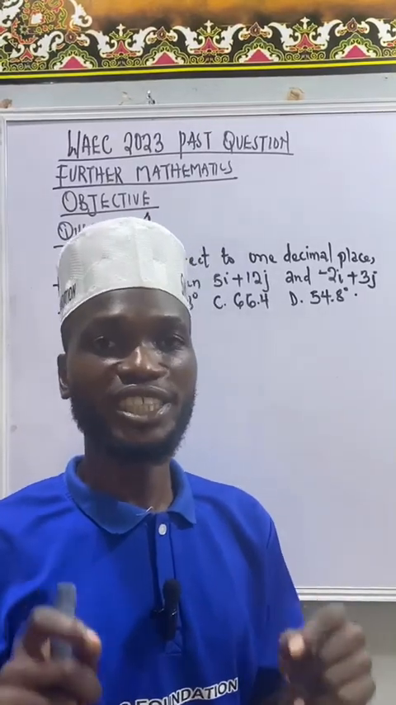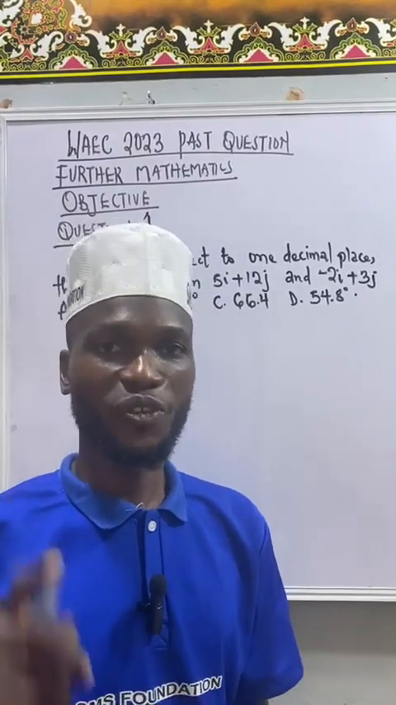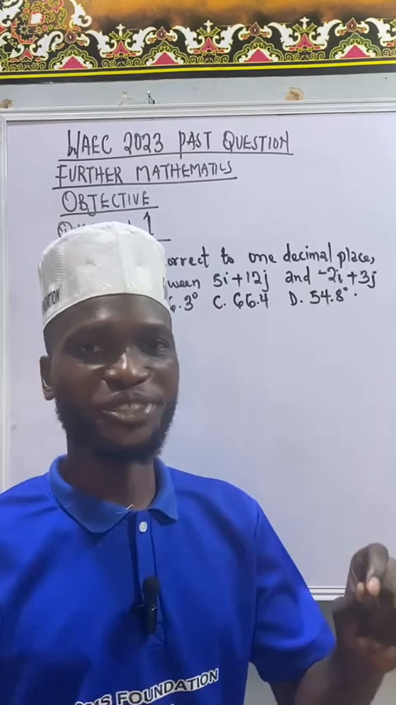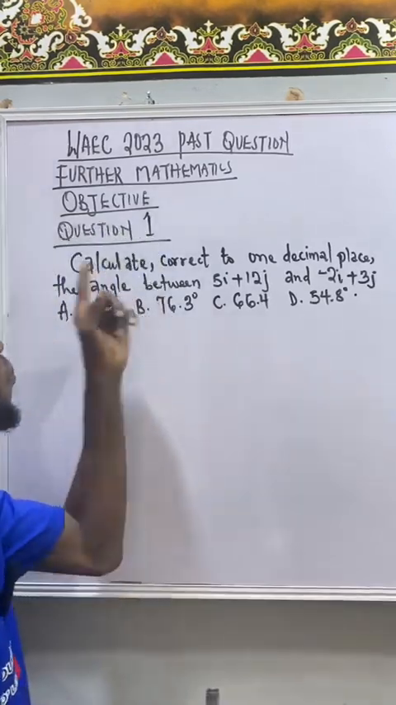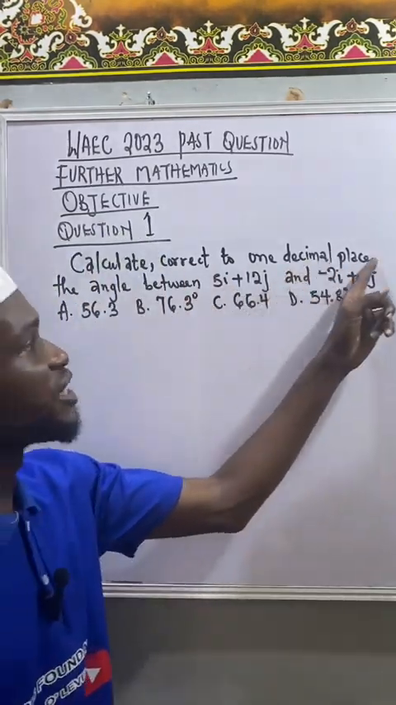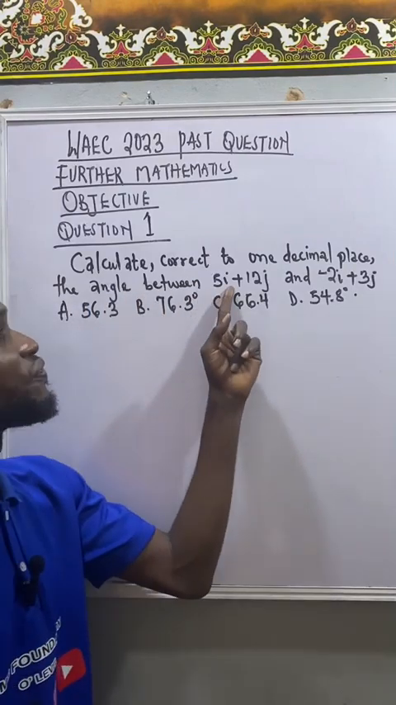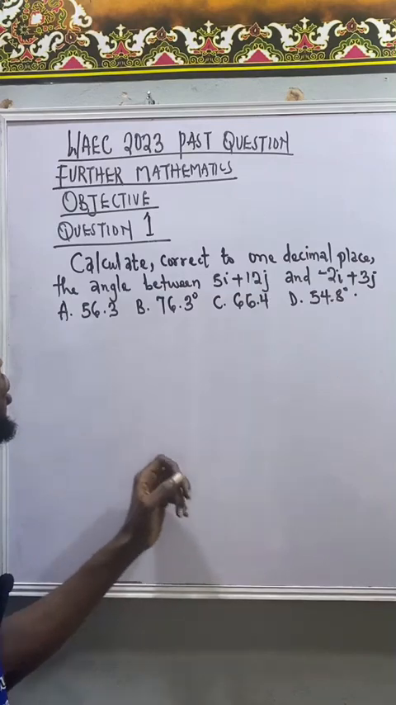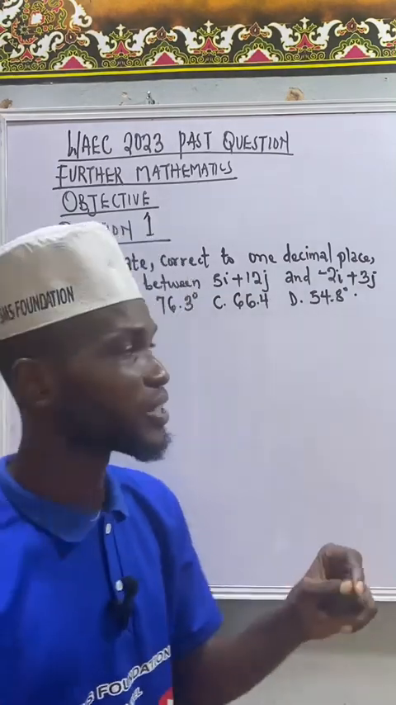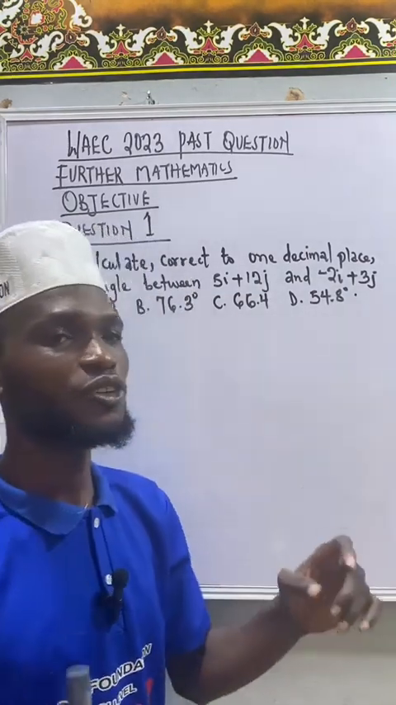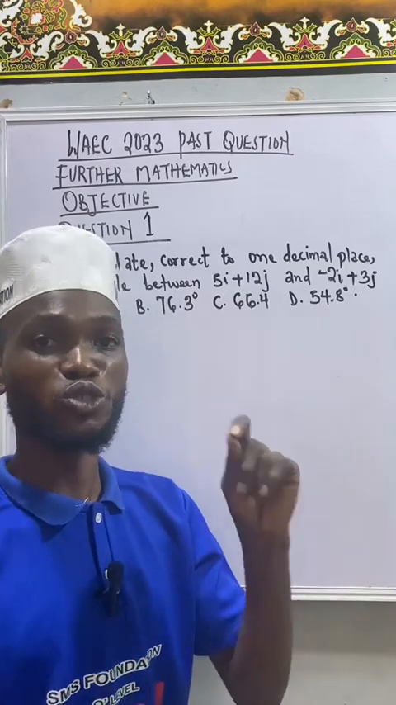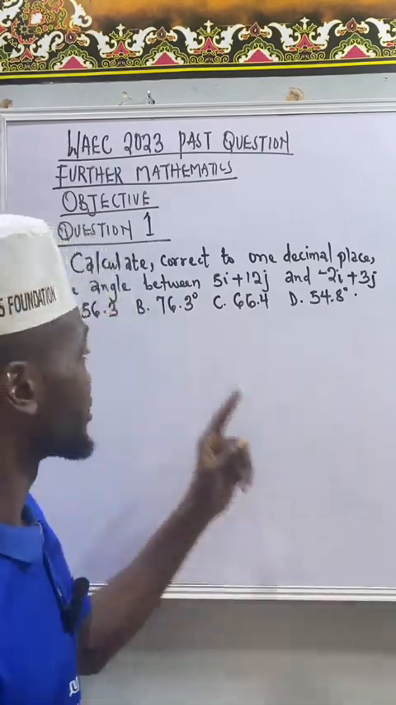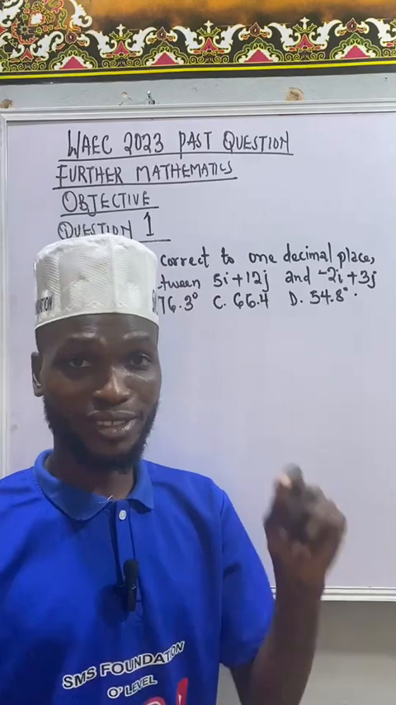WAEC 2023 past question. Further mathematics. Objective. Question 1. Calculate, correct to one decimal place, the angle between 5i plus 12j and minus 2i plus 3j. Good. This question is a question on vectors. Now, for somebody that only wants to know what the answer is, the answer is 56.3.